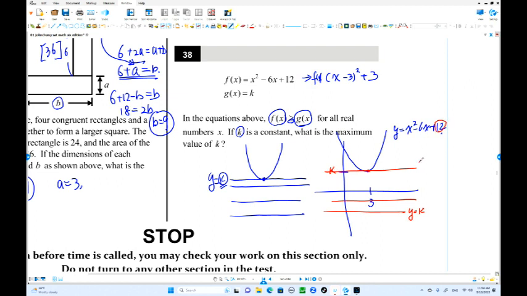I'm sorry, what is the vertex? It is 3 and 3, okay? At this point, when x equals 3, y equals 3. So the maximum value of k will be 3. y equals 3 is the maximum. 3 is the answer.